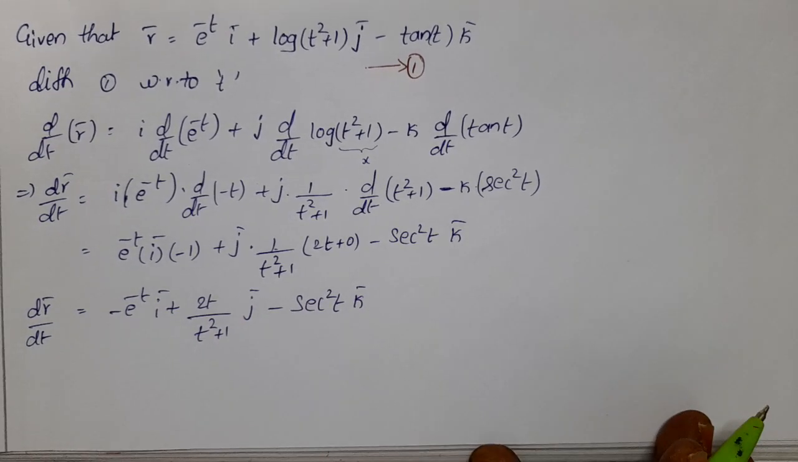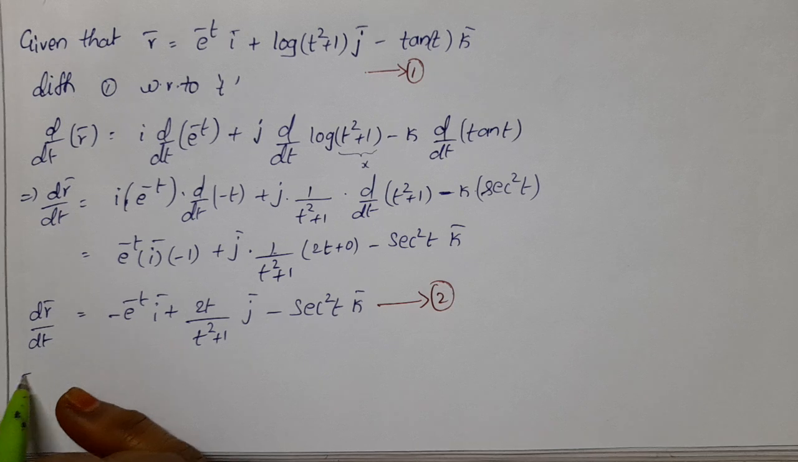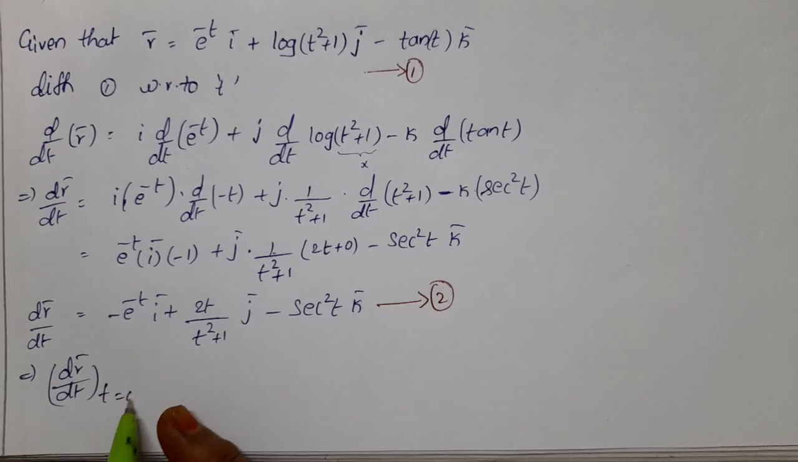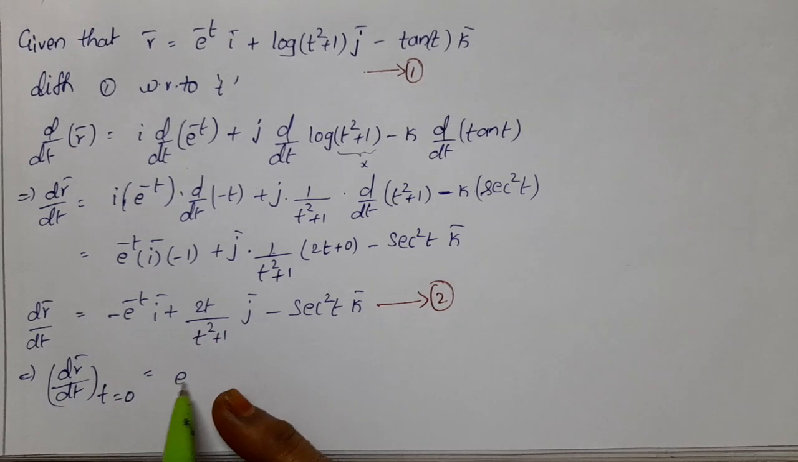This is dr bar by dt. This can be taken as equation 2. This implies dr bar by dt at t equal to 0. Means put t equal to 0 in this dr by dt.